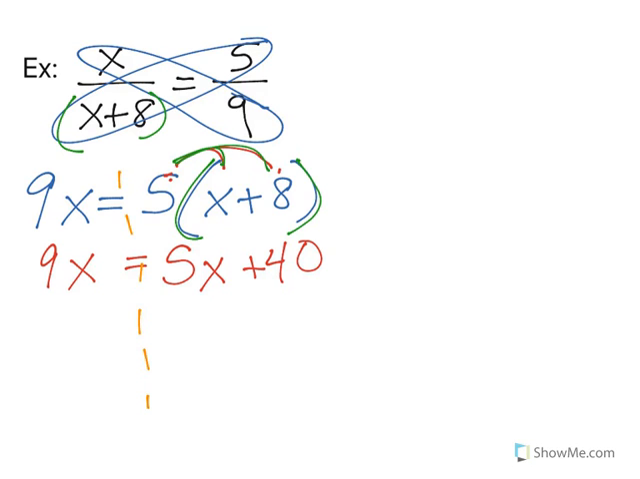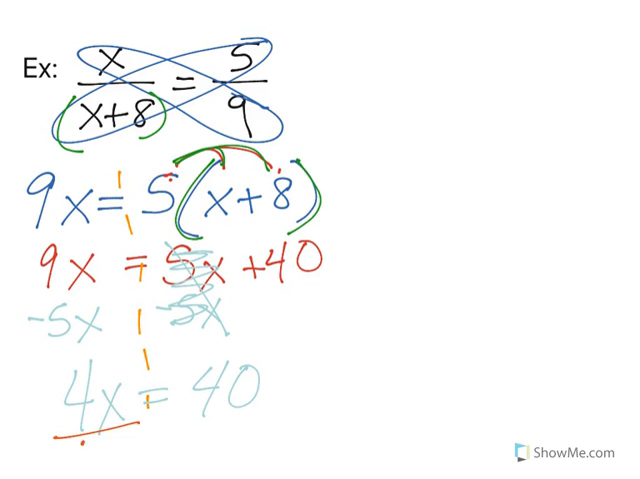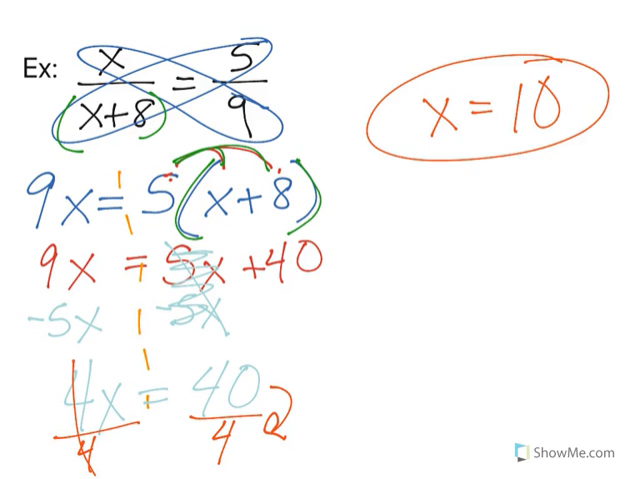So first things first, let's subtract 5x to get it on the left, because 5x minus 5x is 0. So this side goes away. And 9x minus 5x is 4x. So I have 4x equals 40. Now that I have x on just one side, to get x by itself, I divide by the coefficient. So 4 divided by 4 is 1. So I have 1x equals 40 divided by 4, which is 10.